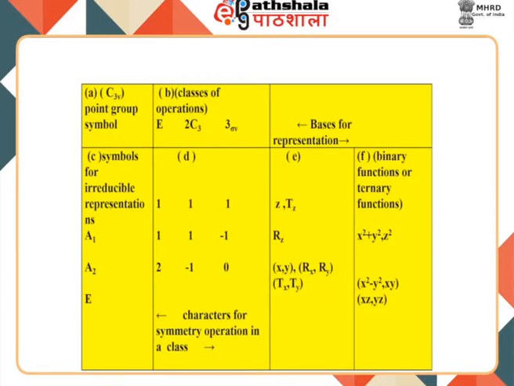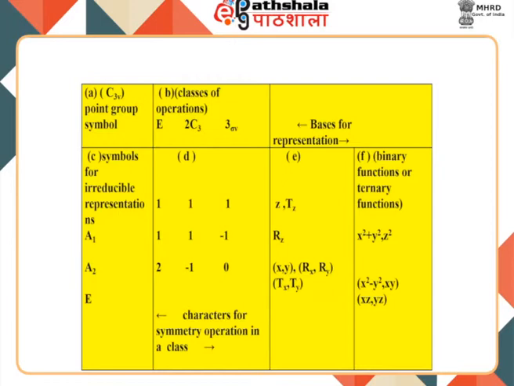Section C: symbols for irreducible representations. Here, what are the irreducible representations? A1, A2 and E. Section D gives the characters for A1, A2 and E. For A1 it is 1, 1, 1. For A2 it is 1, 1, -1, and for E it is 2, -1 and 0. That is, this section D gives the characters for symmetry operations in a class. Then we have sections E and F, which are the basis for representation.